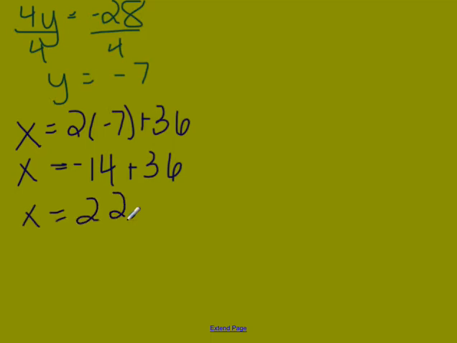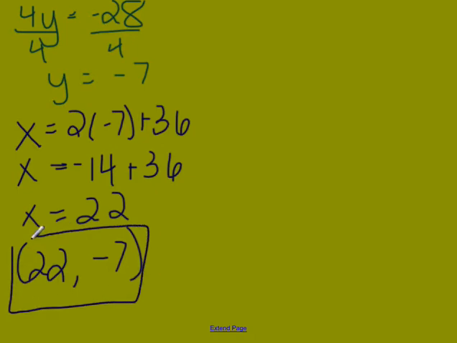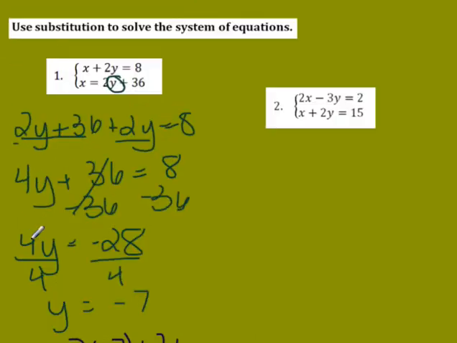The last thing you need to do is write your answer out as a coordinate point. First your x, and then your y. So 22, negative 7. That's your final answer for number 1. Let's take a look at number 2.